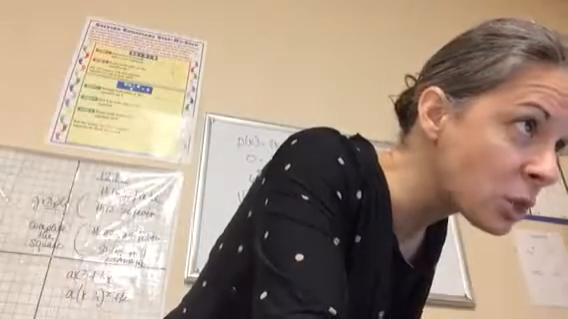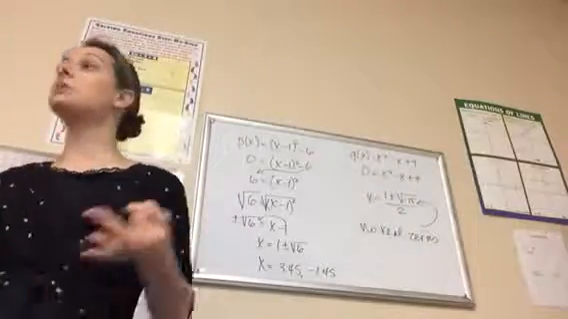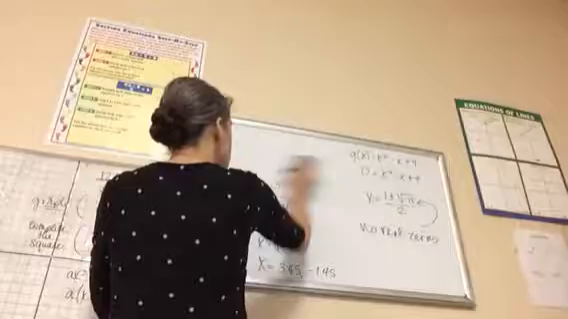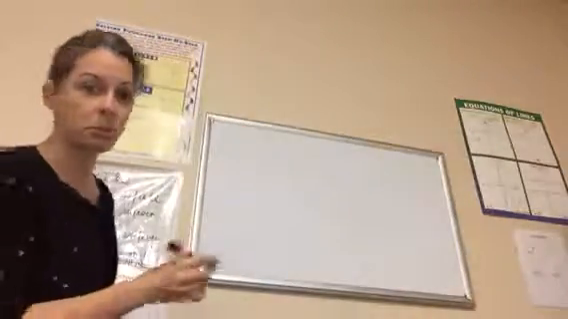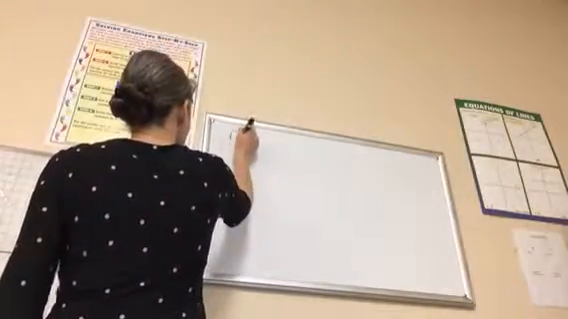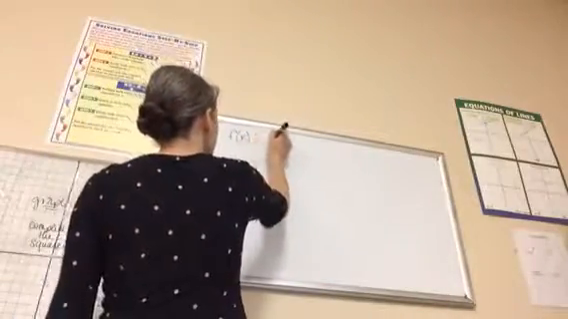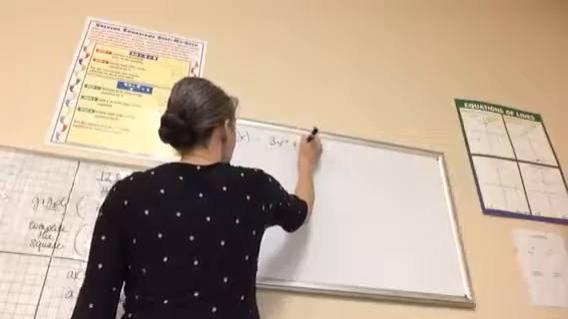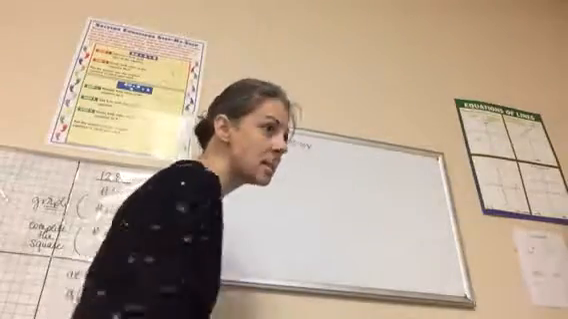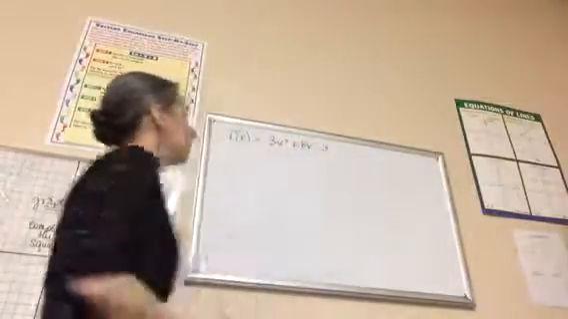Example 4, they give us a quadratic function, tell us to find the y-intercept, the zeros, the vertex, and graph it. Okay? So, pretty complicated instructions there, multiple instructions. Let's work this out. I have f of x equals 3x squared plus 8x minus 3.